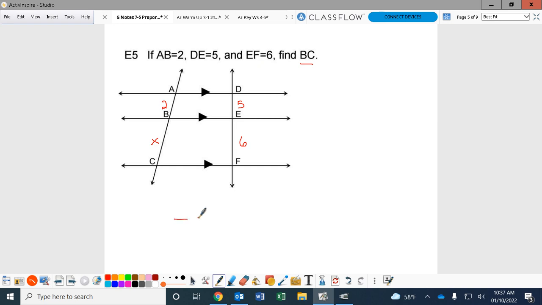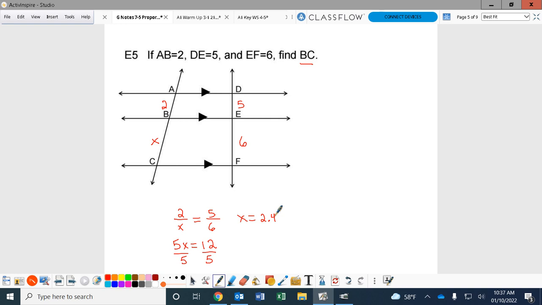So then you're going to set up your proportion. What would your proportion be on the left? The ratio right here. 2 over X. And on the other side it'd be what? 5 over 6. 2 over X and 5 over 6. Cross multiply that. That'd be 5X equals 12. Divide by 5, divide by 5, and X equals, what was it? 2.4. Doesn't need to round? Okay, 2.4. There we go.